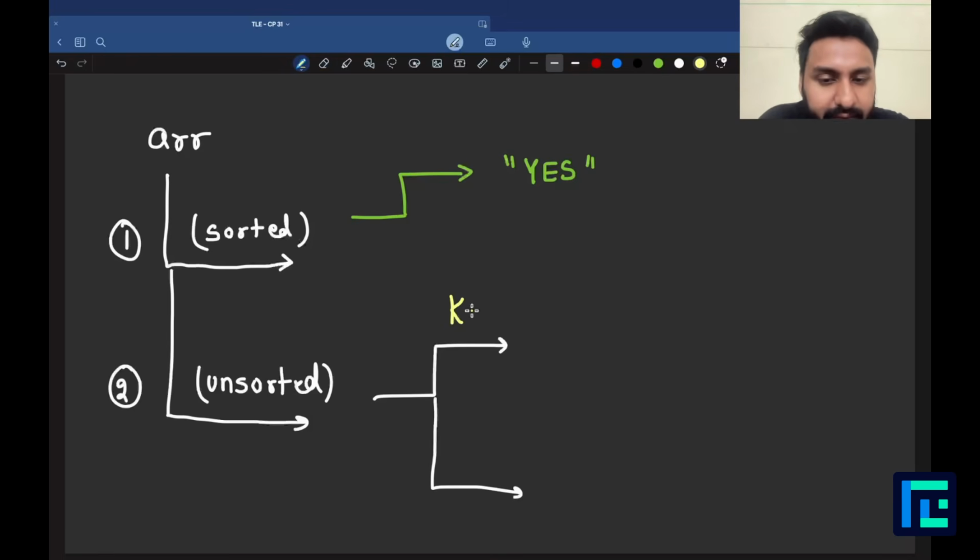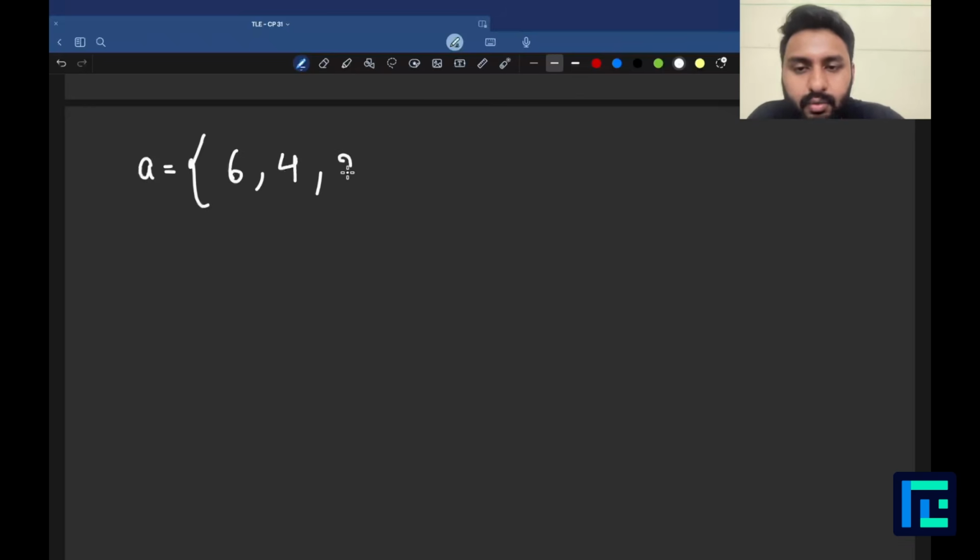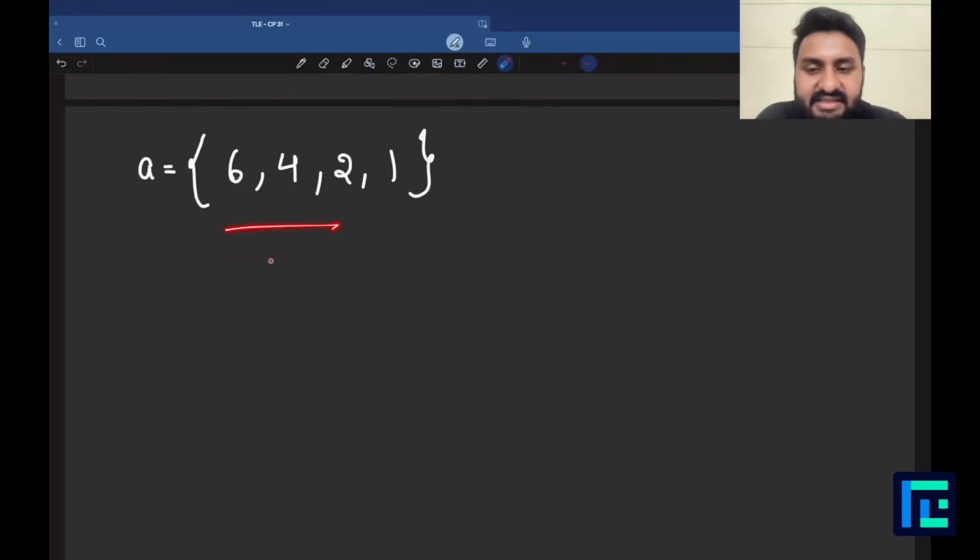What if k is 1? What if k is 1 given to you? If k is given 1 to you, let's try to analyze this. So I'll take up the test case again. You have this array over here. Array is 6, 4, 2 and 1. Now, if you have been given the array that looks like 6, 4, 2 and 1, this is definitely unsorted.